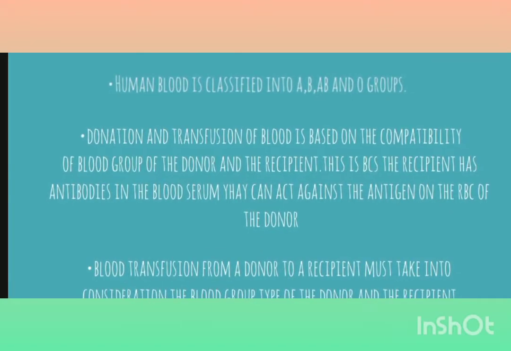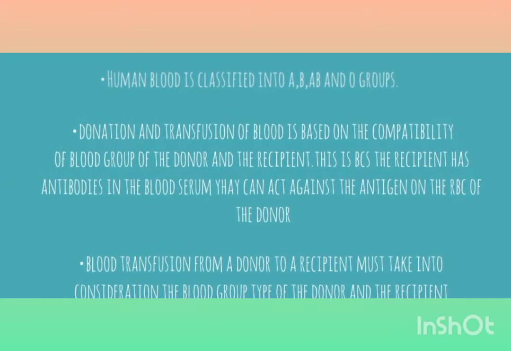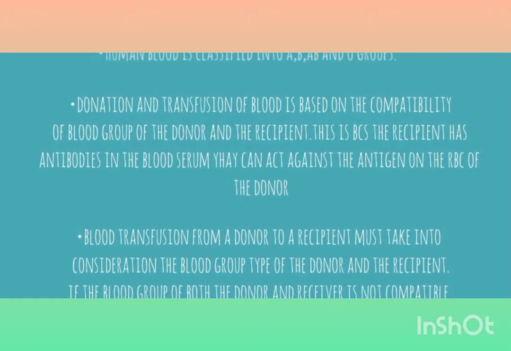As we know, human blood is classified into A, B, AB, and O groups. Donation and transfusion of blood is based on the compatibility of blood group of the donor and the recipient. This is because the recipient has antibodies in the blood serum that can act against the antigen on red blood cell of the donor.